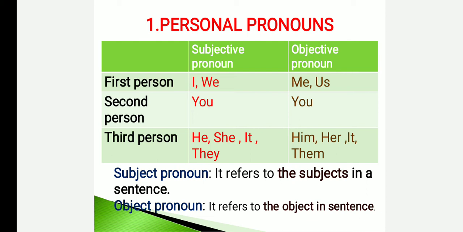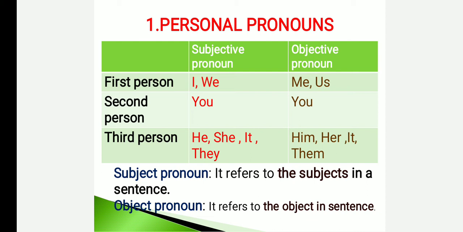The first person subjective pronouns are I and we. I is the first person, which we learned in the last slide, and its plural subject is we. The object pronouns are me and us. Second person singular and plural is you. Its objective pronoun is the same. The third person singular is he, she, it, and its objective pronouns are him, her, and it. Third person plural is they, and its objective pronoun is them.